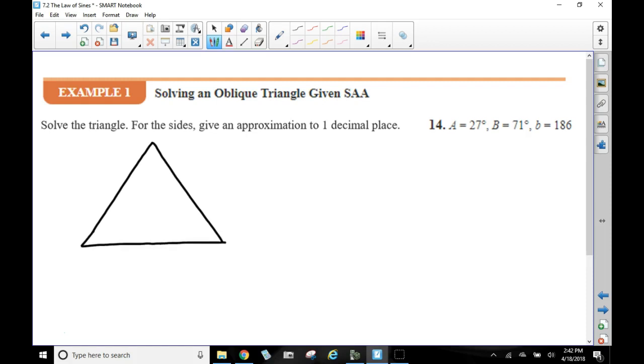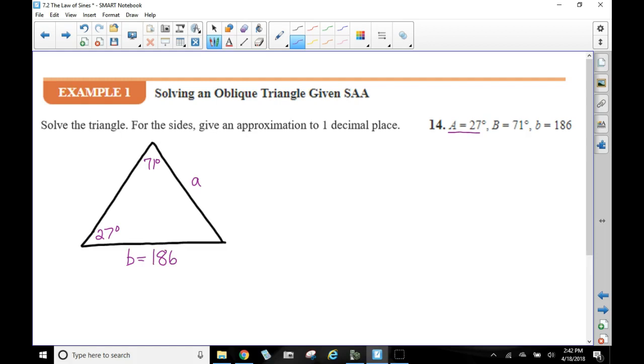Okay, but the way I'm going to set this up is I'm going to say angle A is 27 degrees. So if that is angle A, if it's 27 degrees, then opposite that, I need to call that side A. However you want to assign angle A to be. But now angle B is 71 degrees. Maybe I want to say that's 71 degrees here for angle B. So the side opposite that must be side B, which is 186 units.